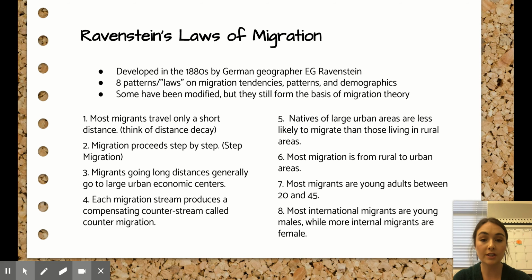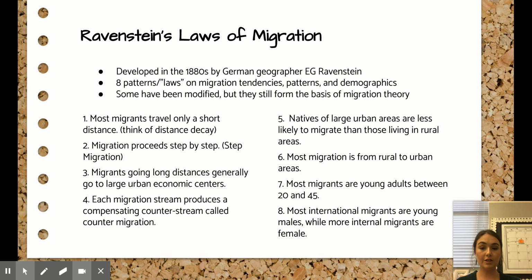The third law, migrants going long distances generally go to large urban economic centers. A large urban economic center is a fancy terminology for a big city. If a migrant is going to travel thousands and thousands of miles, they're probably not going to settle in the middle of nowhere. They're looking for something specific. They're looking for jobs. They're looking for places for their family. They're looking for opportunity. And that's going to be found much more easily in the large cities. So, migrants traveling long distances usually end up in large cities.